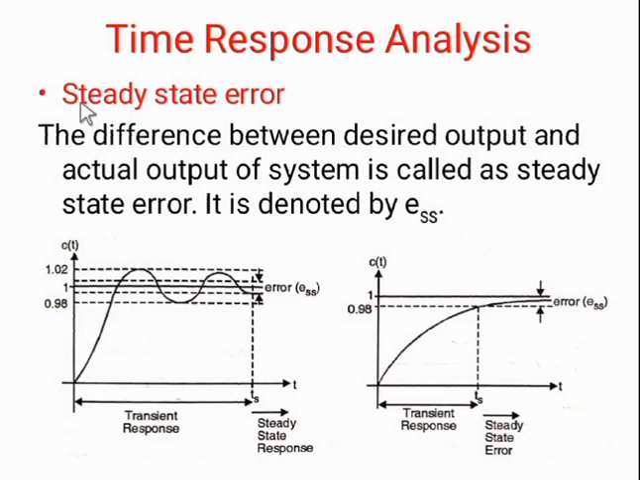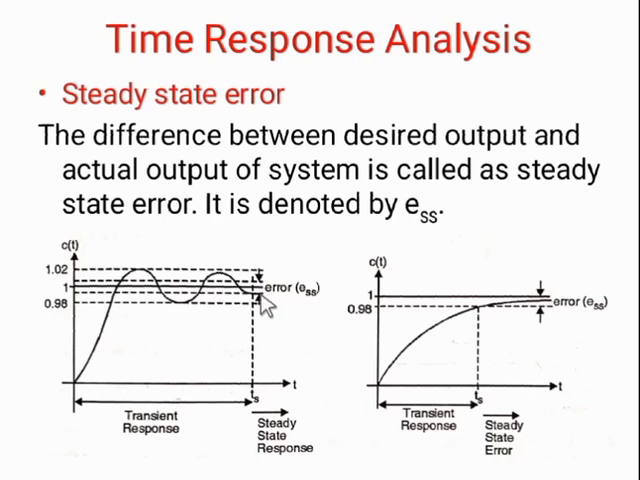Now the steady state error. The difference between the desired output and the actual output of the system is called the steady state error, and it is denoted by ESS. Suppose our desired output is 1, but the actual response is this, and after steady state it is not equal to the desired output.